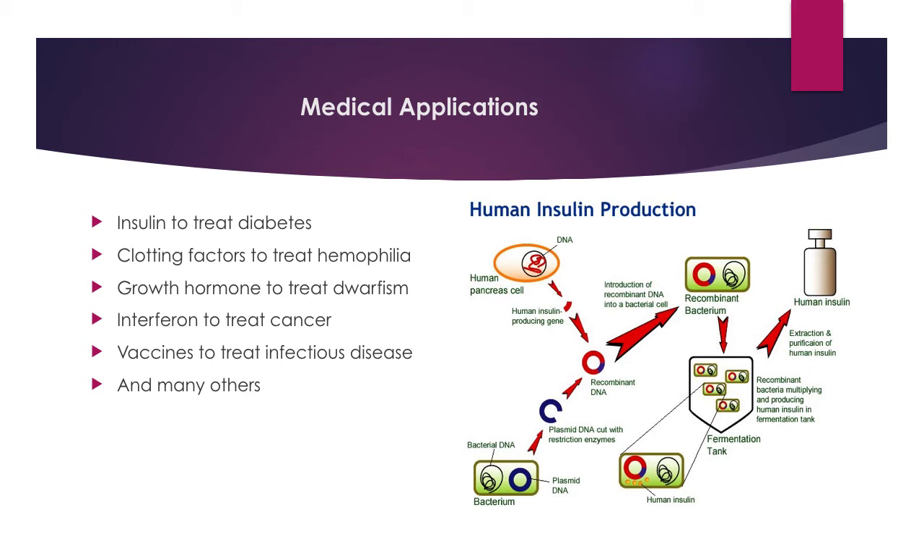We can do this to get clotting factors to treat hemophilia, a blood clotting disorder. We can make growth hormone to treat dwarfism, or using it for sports for illegal performance. We can get cancer treatment drugs called interferon. We can make vaccines. There are unlimited medical uses of this.